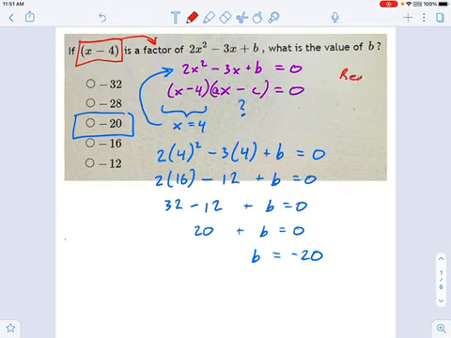Incidentally, if you're interested, this is called the remainder theorem. Okay, this idea where you can just plug in a number like x equals 4, as long as you know x minus 4 is a factor, plug in 4 into your equation, and that will solve it and make it equal to 0.